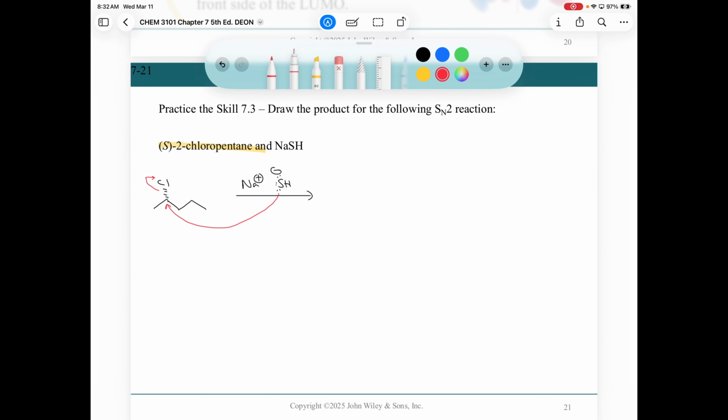Now when we draw our product, which is going to be a thiol, the sulfur analog of an alcohol, am I going to draw a dash or a wedge, Heidi? What should it be? A wedge, right? Because I get what? Inversion of configuration. Exactly. There we go. So let's scribble this down.